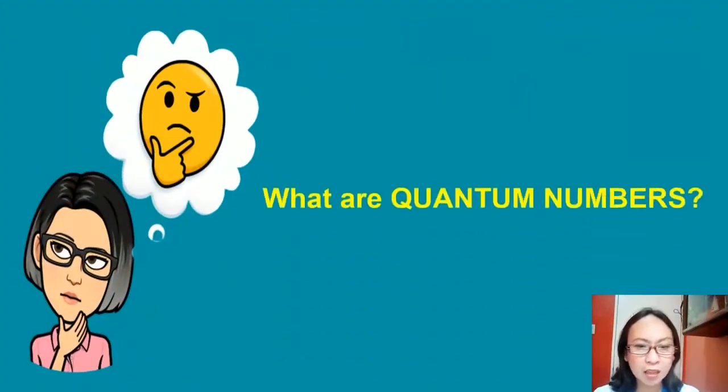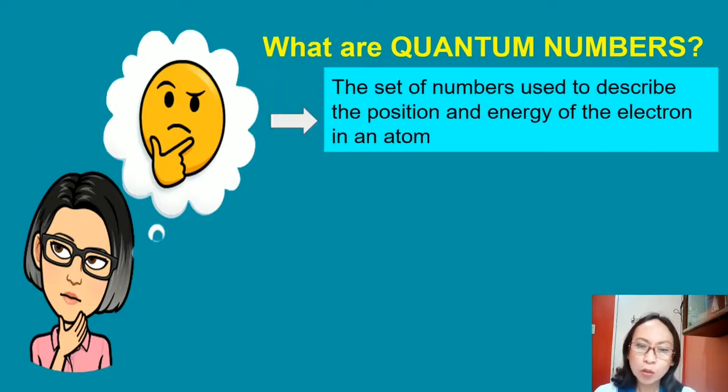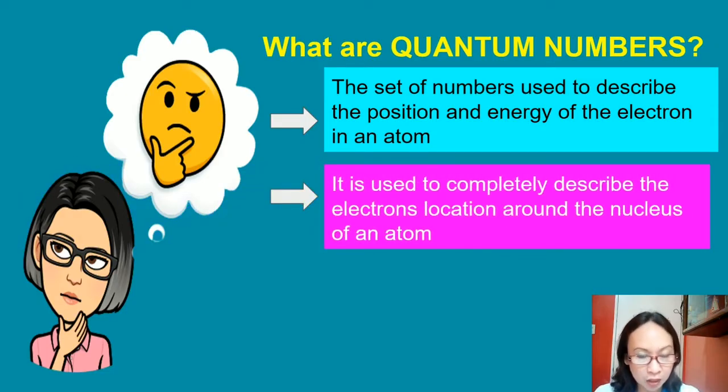So the question is, what are quantum numbers? Quantum numbers are a set of numbers which is used to describe the position and energy of the electron in the atom. So by using quantum numbers, we can figure out where the location of those electrons in the orbital is. Next, it is used to completely describe the electron's location around the nucleus of the atom. Okay, that is what I said earlier.